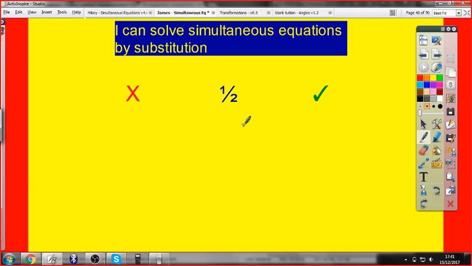Okay, I can solve simultaneous equations by substitution. X, a half, or tick. Probably between half and tick. Okay, so let's take some practice.